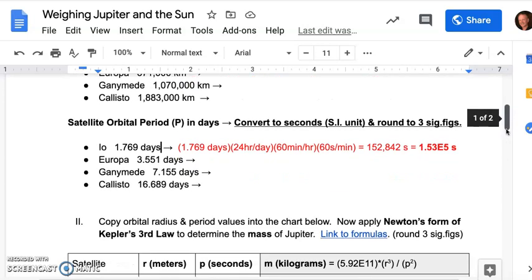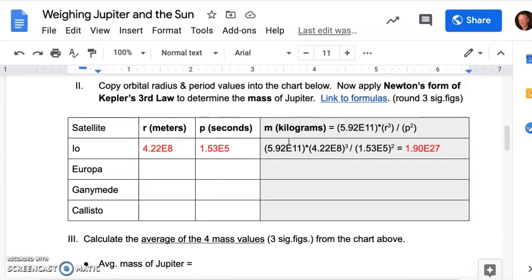Now, those values I plugged into this chart. We got the radius of Io, the period of Io, and when you substitute that into Newton's form of Kepler's third law, that's all you need to know, the radius and period of any orbiting satellite to determine the mass at the center of that orbit, and that will allow us to solve for the mass of Jupiter in units of kilograms. So as long as we start with the SI units of meters and seconds, we end with the SI units of mass for kilograms.